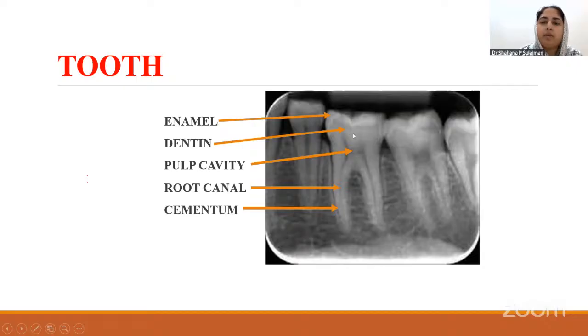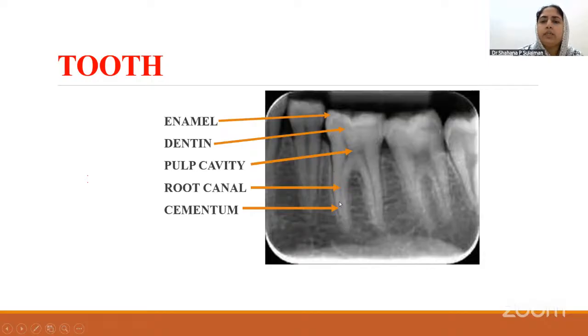Just below that we have the dentin. Dentin is less dense than enamel, so it appears less white than enamel, and it is seen just below the enamel. The pulp cavity is enclosed beneath the dentin and appears black. This is mainly because it contains pulp tissue. Now the pulp cavity extends as the root canal space into the entire length of the root up to the apex. So it also contains soft tissue and appears as a radiolucent line.